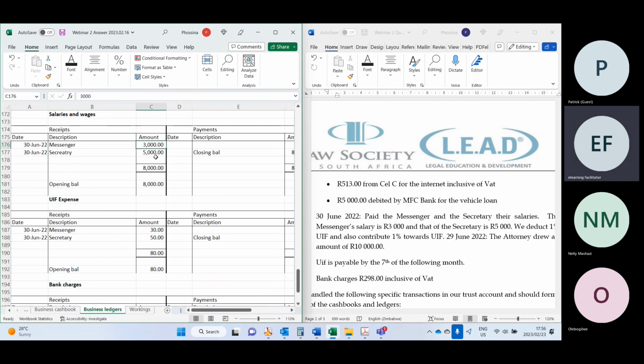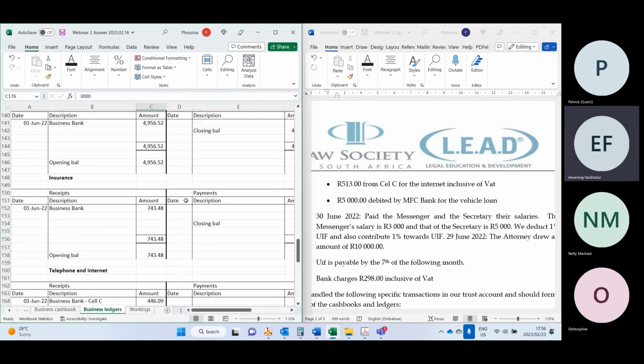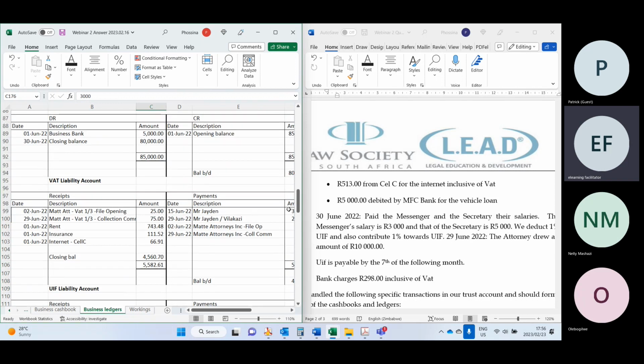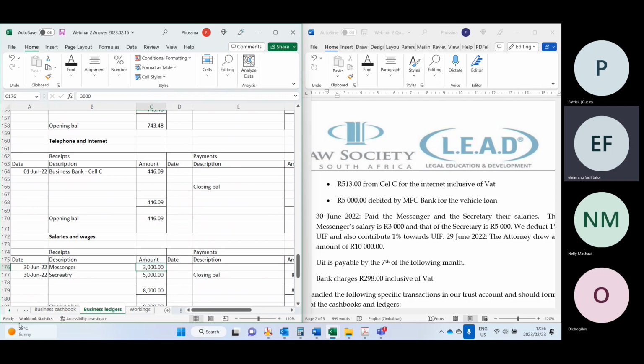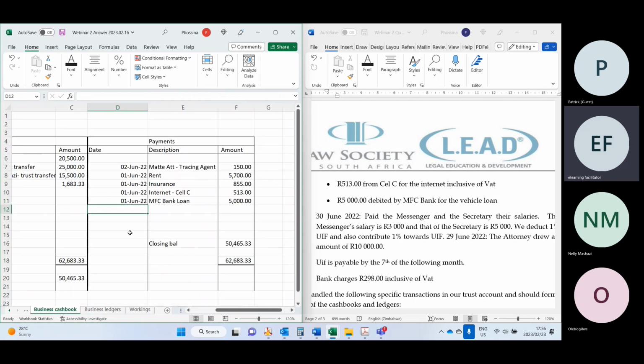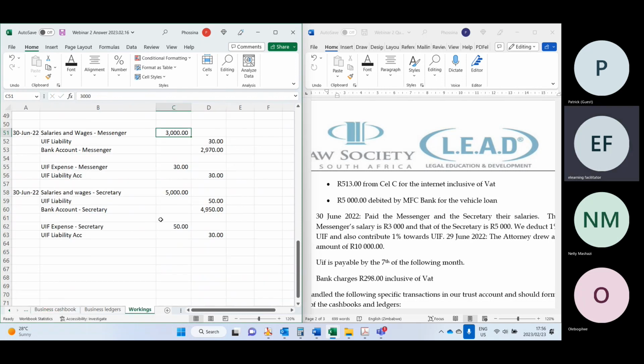So now that we have recognized the side, we also have to go to our bank account. Now we are paying them their salaries, which is the business cash book. This is 30 June 2022. We are paying the messenger. And how much do we pay? If we come back to our workings, we are paying 2970.